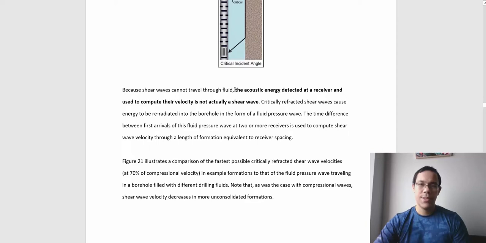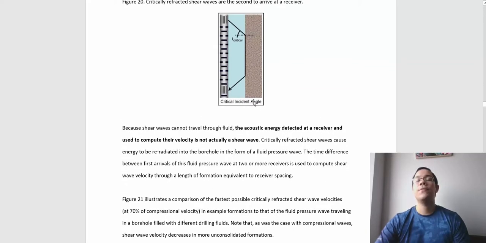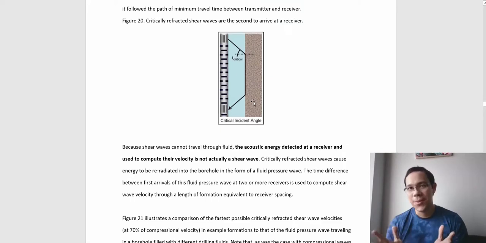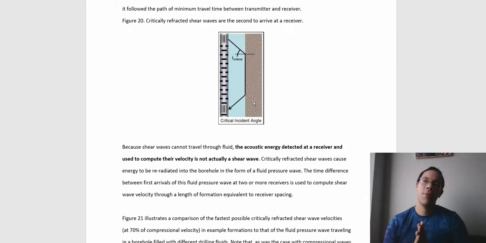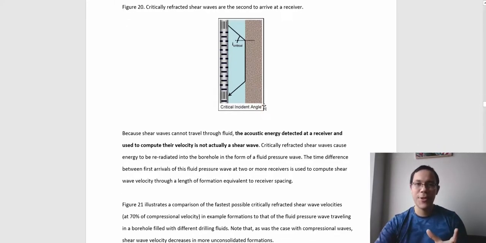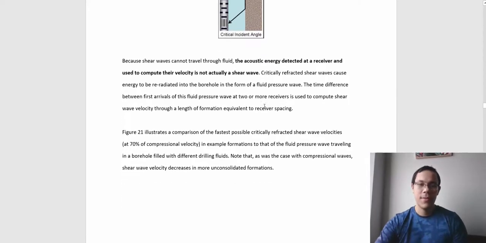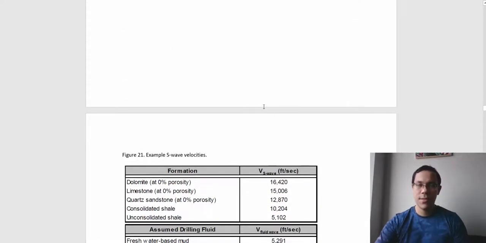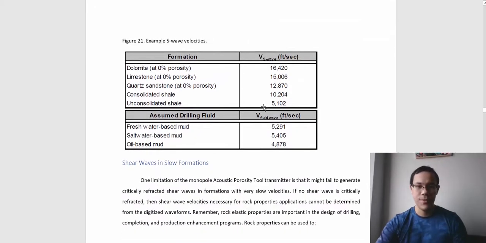So a comment I just highlighted, the acoustic energy detected at a receiver and used to compute the velocity is not actually a shear wave. If shear waves do not travel through liquid, how do we get that information? Actually what we're measuring is called a flexural wave. This is the tricky part. We want to get shear, but since they don't travel through liquid, we have another type called a flexural wave that has the information that we want. So a flexural wave is a type of shear, to put it that way.